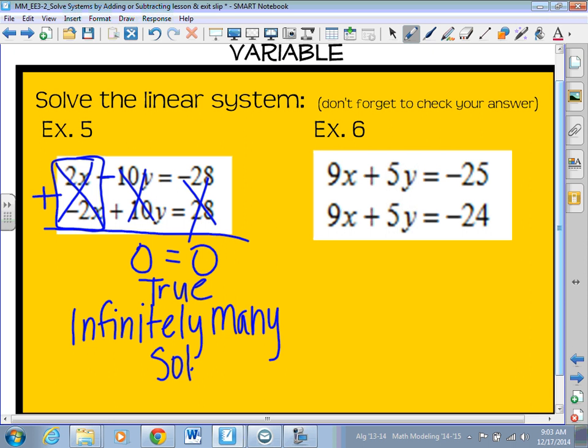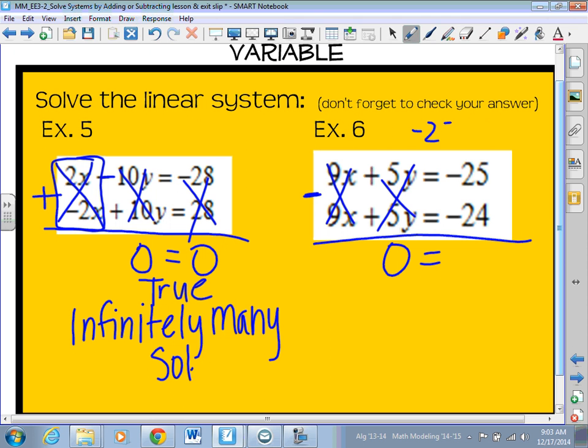Now if we look at example 6. Example 6, I have 9x plus 5y equals negative 25 and 9x plus 5y equals negative 24. Well, to get rid of either the x's or the y's, since they're the same signs, can't I just subtract? Well, if I subtract these, 9x minus 9x cancels to 0. Positive 5y minus 5y cancels to 0. So I'm left with 0. But over here I have negative 25 minus a negative 24.